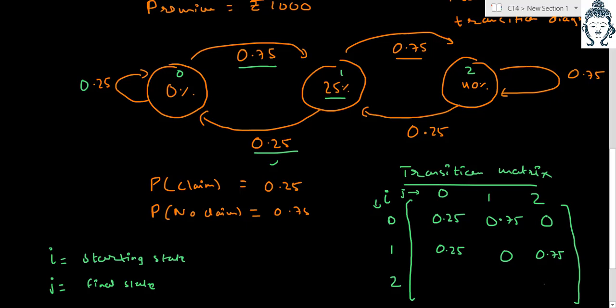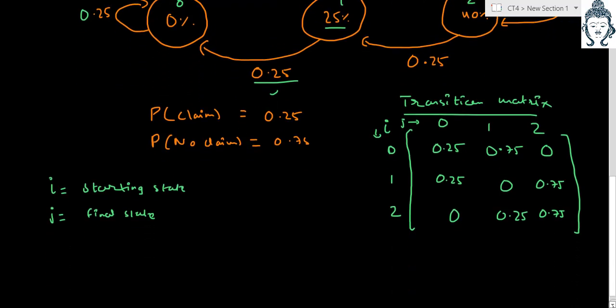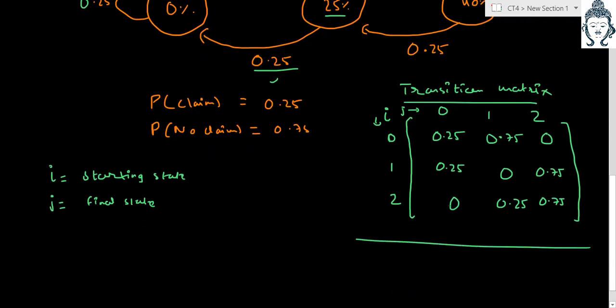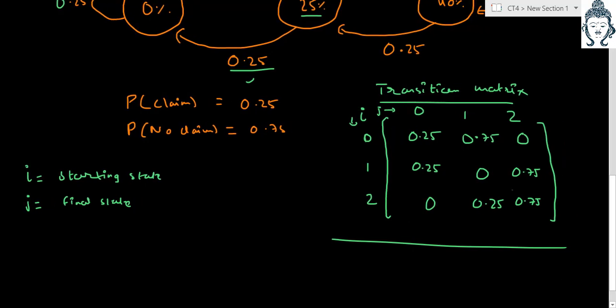Similarly for 2, if you are in 2, the probability that you stay in 2 is 0.75, right? If you make a claim, you will get to 1, the probability is 0.25. So there is an arrow from 2 to 1, 0.25. And it is impossible to get from 2 to 0 in one step. So this one is 0. Okay, so that is your transition matrix. This is what a transition matrix looks like, and this is how we will be dealing with the mathematics of Markov chains. So let's get into that in the next section.